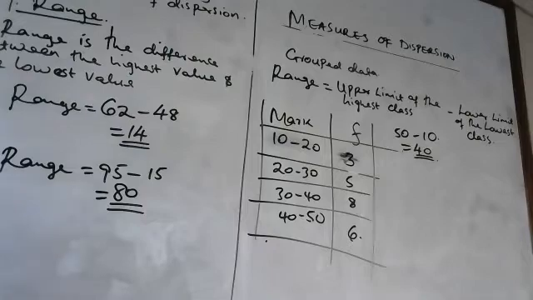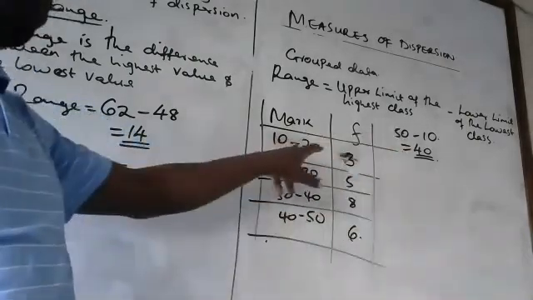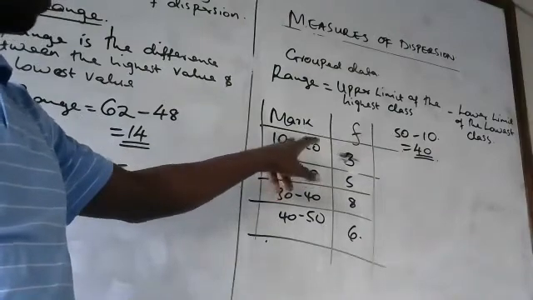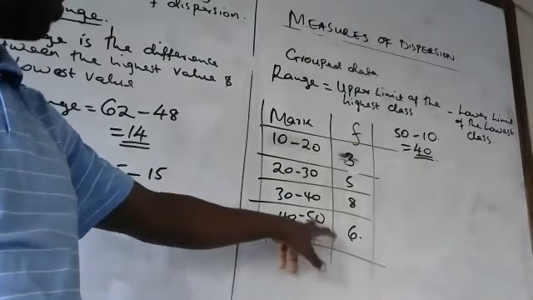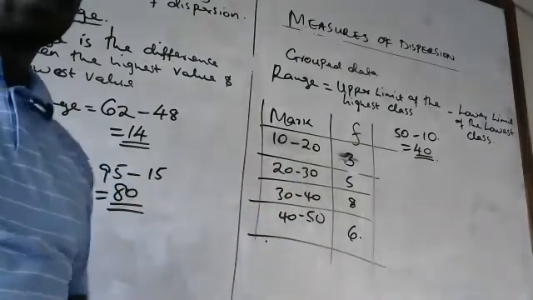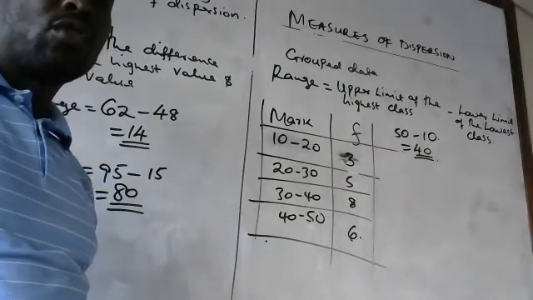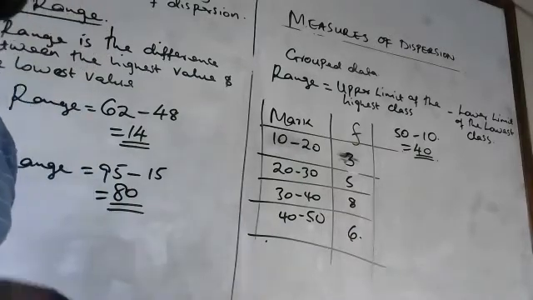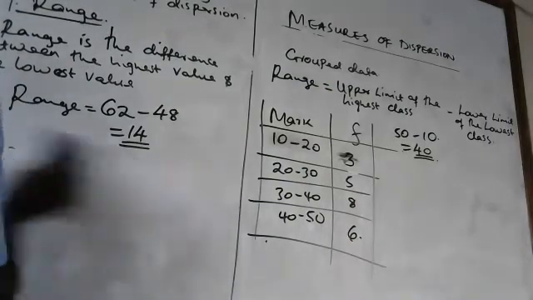So for grouped data, identify the highest class, take the upper limit. Identify the lowest class, take the lower limit. The difference between the upper limit of the highest class and the lower limit of the lowest class is going to give you the range, and your question ends there. That is the range.